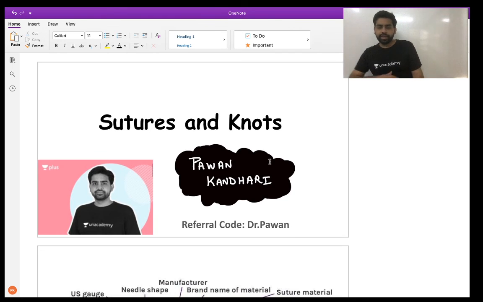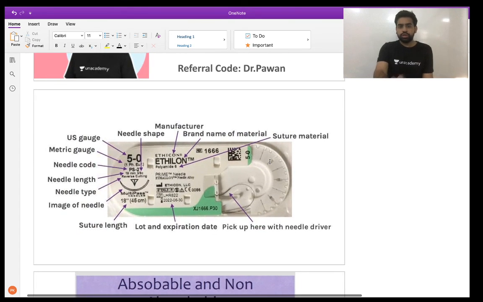So in this session, for the next 20 to 30 minutes, we are going to discuss sutures and knots. So let us start talking about it. This is how a suture comes. I will be dealing with all the practical aspects and the relevant aspects for your surgery MCQs.